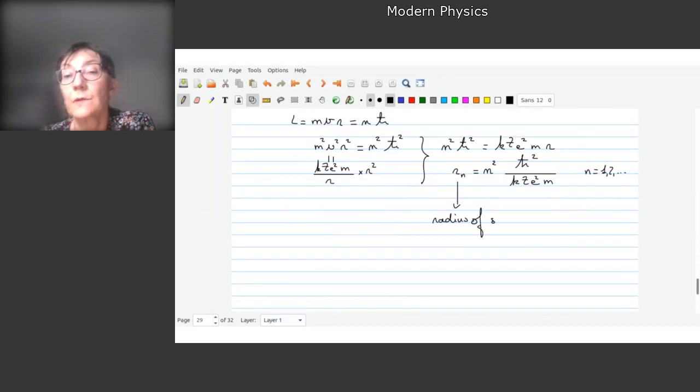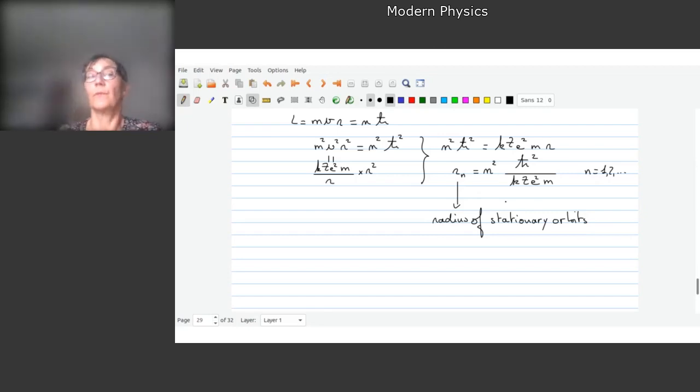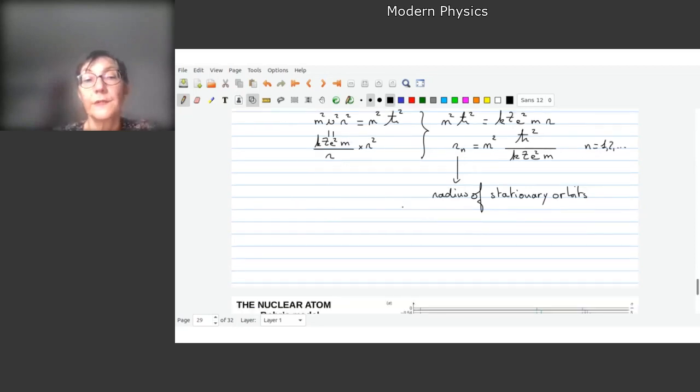So this is the radius of stationary orbits, stationary states, meaning that if you have n equal to 1, 2, 3, you will have no emission, no radiation, when the electron is on one of these orbits. So we have quantized.